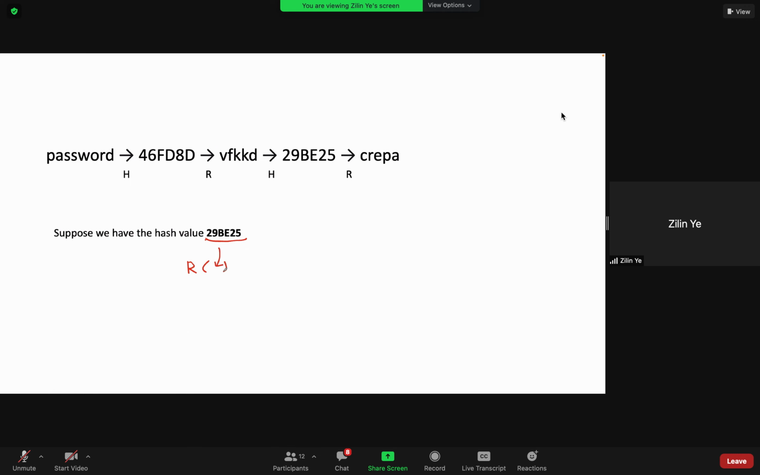Why? Because I said this is a hash function, and it has a very important property that we call the one-way property. So it's very easy to compute from this side to this side, but very hard to do the opposite. And also, the reduce function is another type of hash function that is very easy to compute from this side to the other side, but very hard to compute the other way.